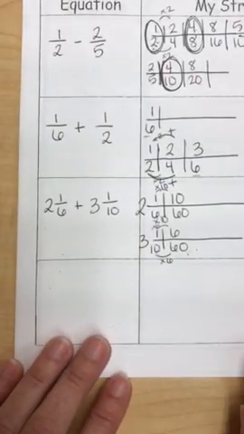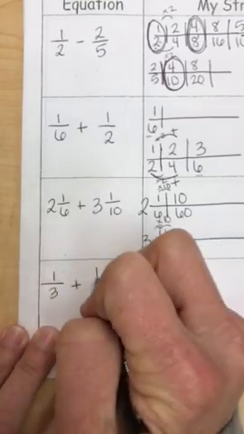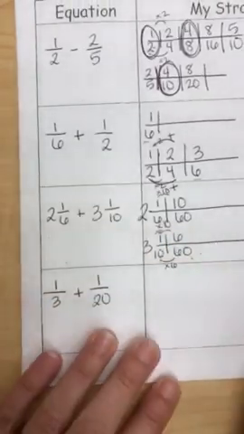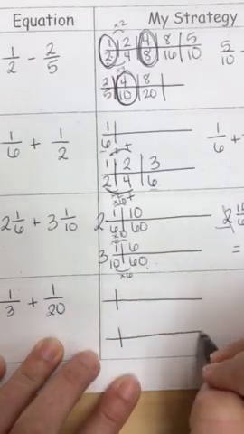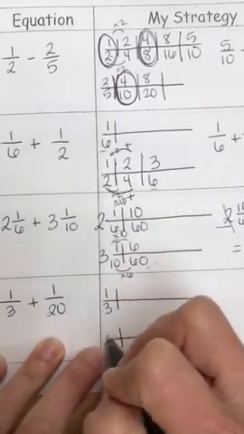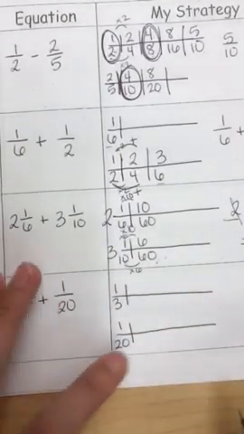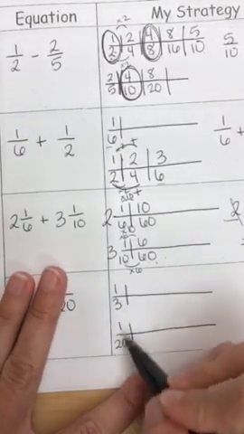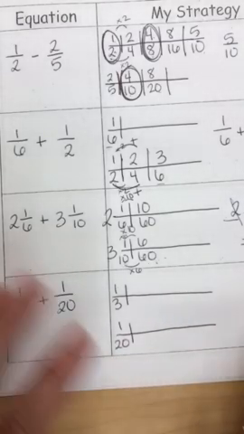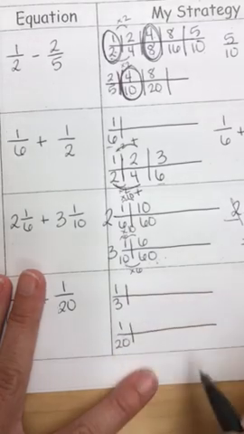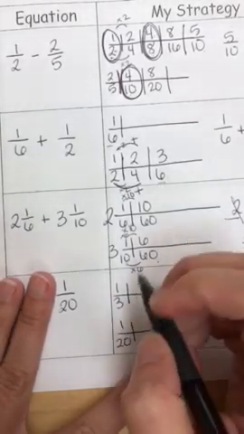My next problem is 1/3 plus 1/20. Again, I'm going to make my little ratio tables. So I have 1/3 and 1/20. And I'm just going to kind of play with the numbers. You can multiply them if you find a common number that they both go into, or you can mess with the numbers until you get to where you want them to be. So I'm just going to kind of play with this one.